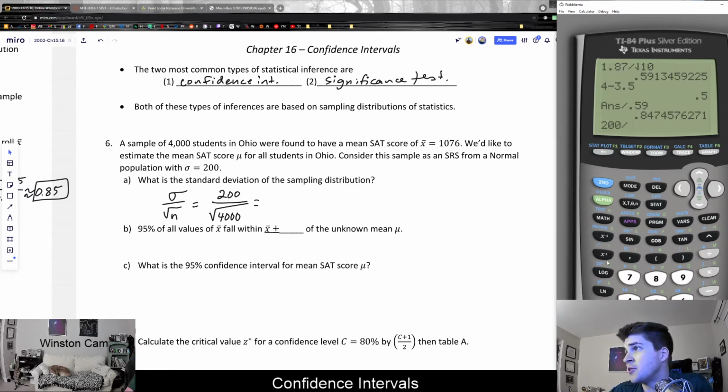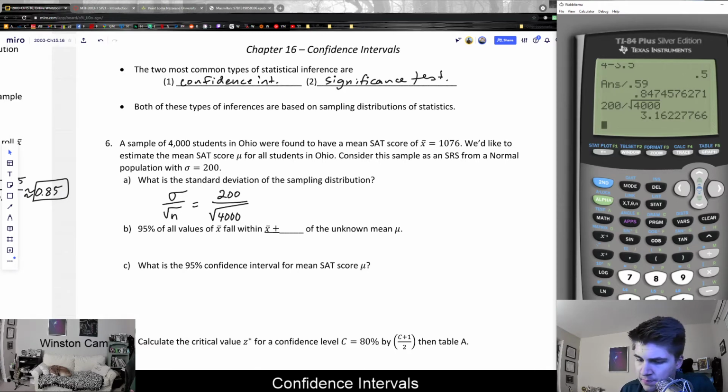If we take 200 divided by the square root of 4,000, that would give us approximately 3.162 for the standard deviation of our sampling distribution.